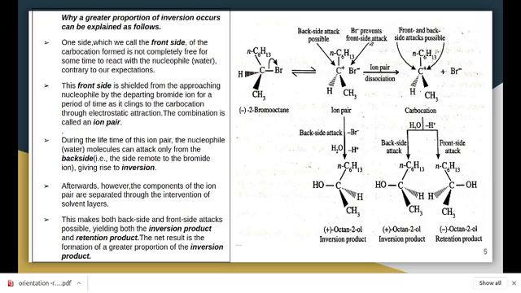So the front side attack of the nucleophile, here OH minus, water, will not be possible. So the only possible attack is from the backside. So how will be the products? Backside attack. Due to the backside attack, we will get the inversion product.